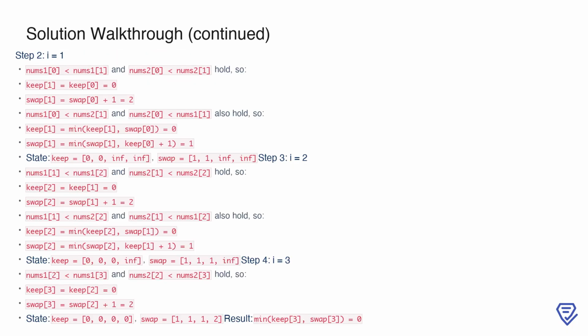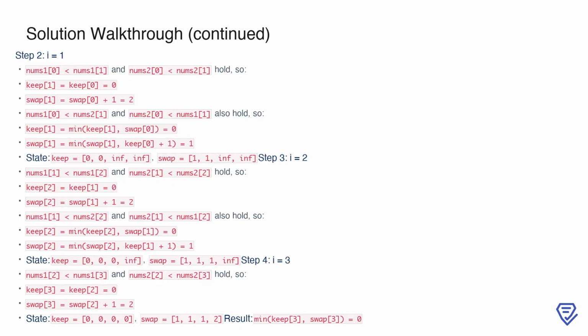At step i equals 1, we evaluate the conditions. If nums1[0] is less than nums1[1], and nums2[0] is less than nums2[1], we set keep[1] equal to keep[0], which is 0, and swap[1] to swap[0] plus 1, resulting in 2. For the transition condition, nums1[0] less than nums2[1], and nums2[0] less than nums1[1], keep[1] is updated to the minimum of keep[1] and swap[0], which remains 0, and swap[1] becomes the minimum of swap[1] and keep[0] plus 1, resulting in 1. At this stage, the state arrays are keep equals [0, 0, infinity, infinity], and swap equals [1, 1, infinity, infinity].